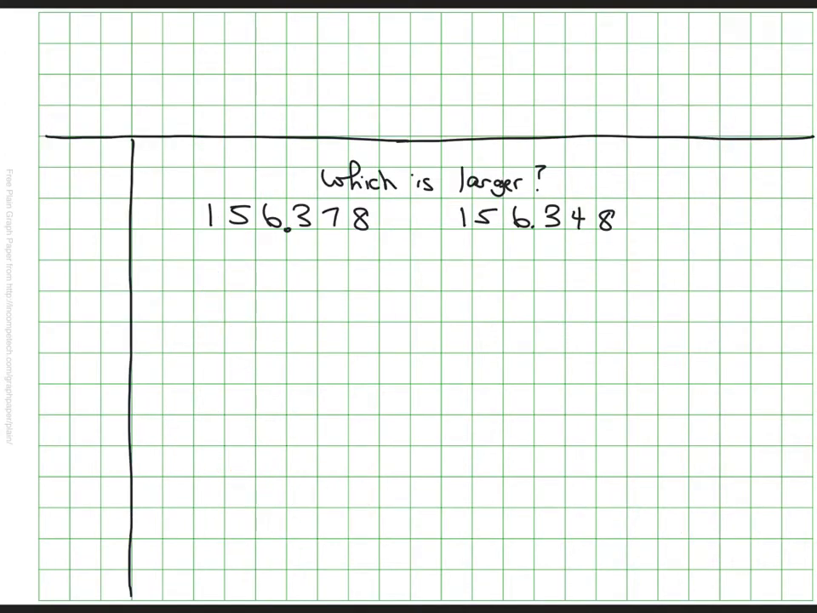So here's one more for you to try. Take a moment on your own and figure out which of these is larger. Pause the video, use a strategy that works for you, and then indicate which of these two numbers has the larger value. How'd you do? Did you notice that in the hundredths column, this 7 was larger than the 4? So that means that whole entire number is larger than the second.